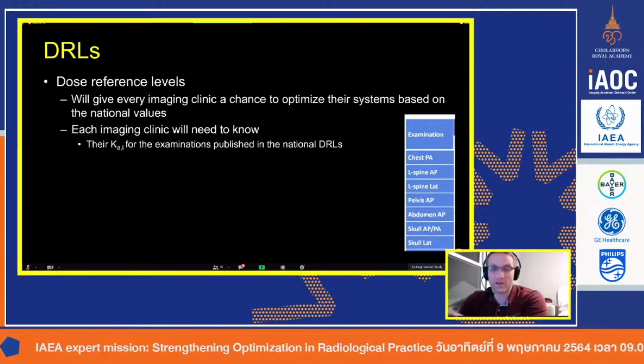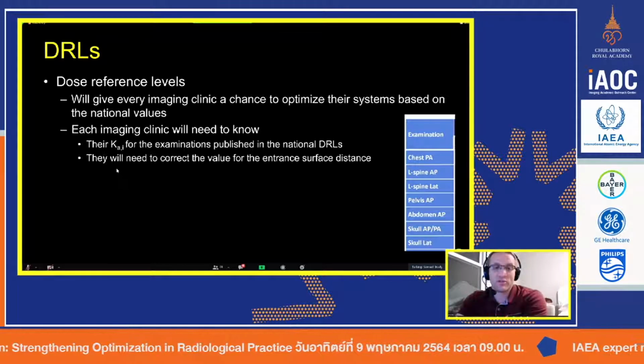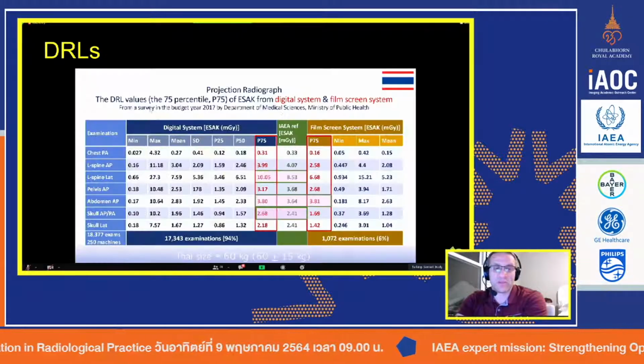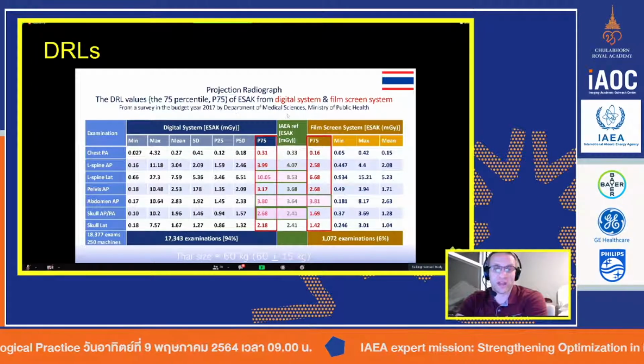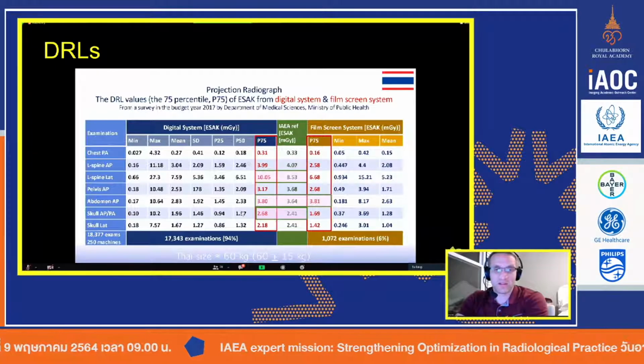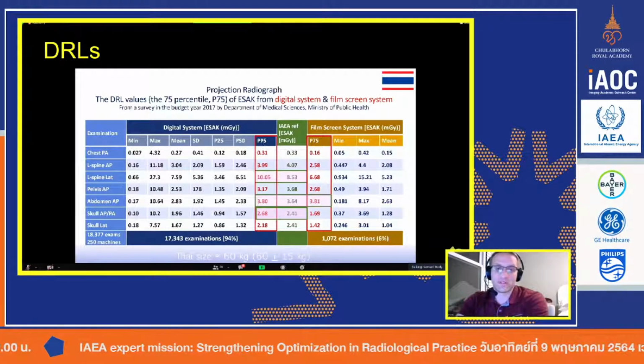And if you can do it by software, obviously you want to do hundreds of thousands. And what you'll do is make all those corrections, as I mentioned, and you can now compare your values to the national DRLs that have been established in Thailand. So by now, you all know the DRL is the 75th percentile.